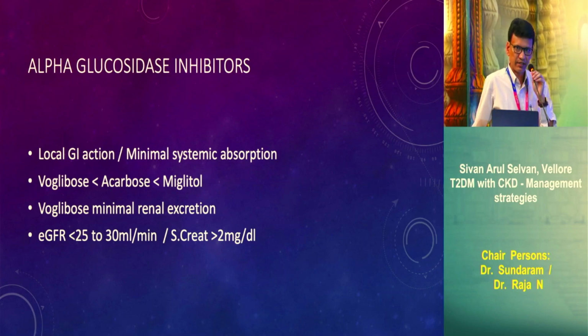Alpha-glucosidase inhibitors, nowadays the ADA doesn't mention this drug at all. It has a local action. It is supposed to not get absorbed by the gut, but miglitol has a lot of gut absorption, so it should not be used in CKD. Voglibose and acarbose have only minimal absorption, but of whatever is absorbed, voglibose has less renal excretion. So if at all you are going to use one, I think voglibose should be preferred, but again it's not recommended in stage 4 and stage 5 CKD.